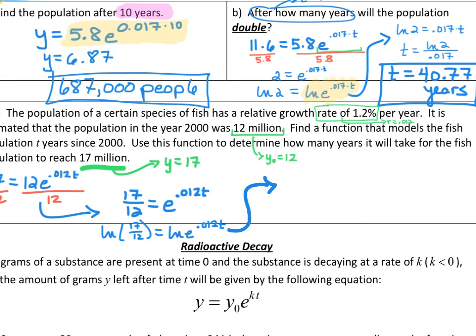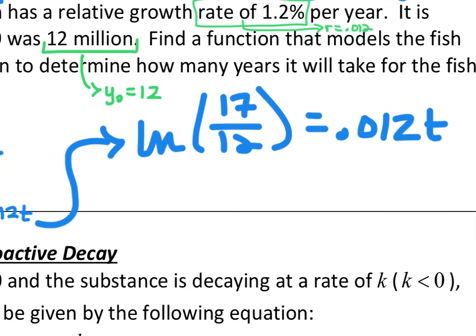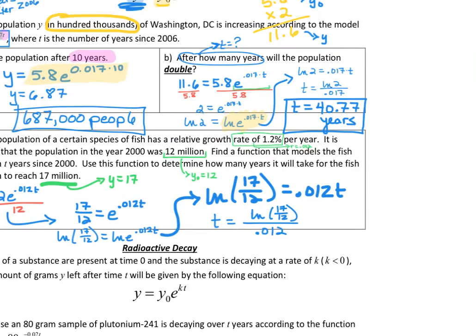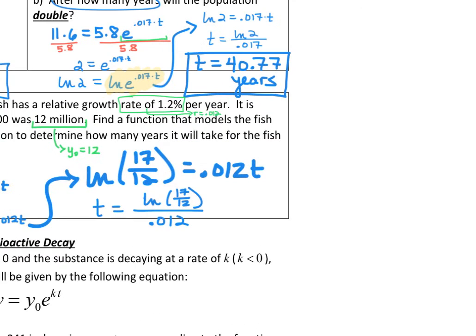So over here now, you've got the ln of 17/12 is equal to, and then it's just that exponent, 0.012 times t. And so I'm going to totally run out of space. t equals, and then it's that ln of the ugly fraction, 17/12, all over 0.012. And then you end up with t equal to 29.03, and we're talking about years.